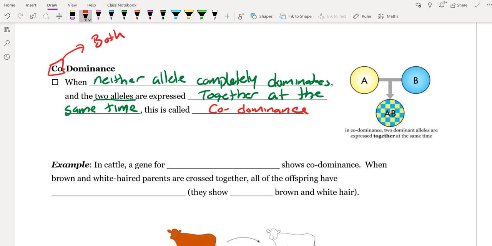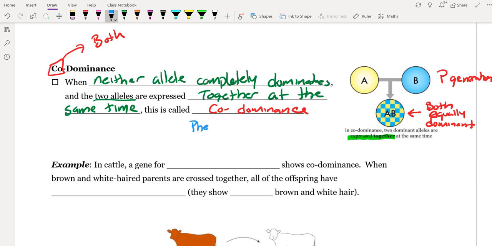right? So in our diagram here, we have our parent generation. We have the yellow and the blue, and for their offspring, the F1, both equally dominate. Both colors are shown, right? They're expressed together. So now let's talk about some terminology here.